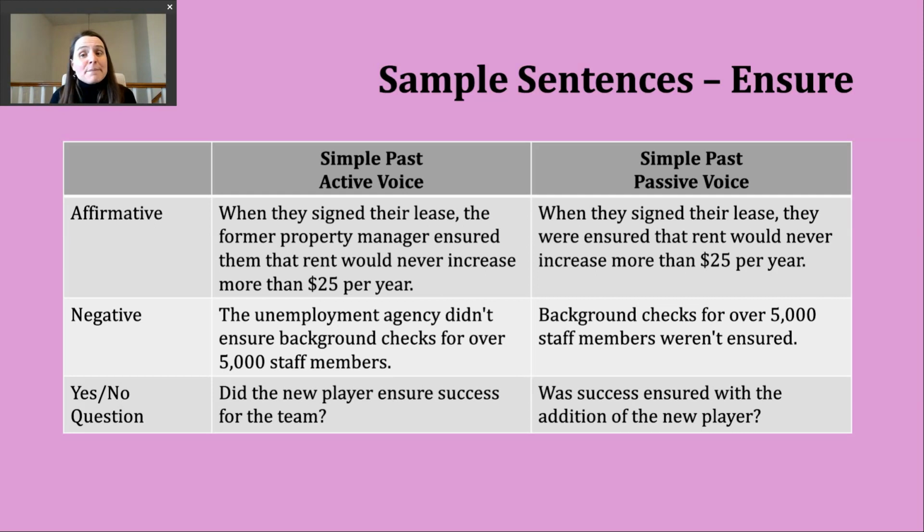Now, in passive voice, our structure is going to be to start with was or were, whichever form matches the object that comes next, and then we use the participle form of the verb. Was success ensured with the addition of the new player? Okay. So all of my examples here in active and passive voice have the same meaning. They're just different ways that you might hear this information shared, or communicated.